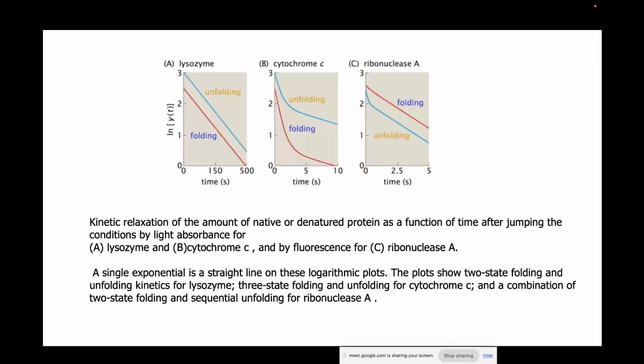This shows the kinetic relaxation of the amount of native or denatured protein as a function of time after jumping the conditions, by light absorbance for lysozyme, the first one, cytochrome C, the second one, and ribonuclease A, the third one. A single exponential is a straight line on these logarithmic plots, and these plots show two-state folding and unfolding kinetics for lysozyme, three-state folding and unfolding for cytochrome C, and a combination of three-state and sequential folding for ribonuclease A. We are going to talk about two-state and multi-state folding in the later slides as well.